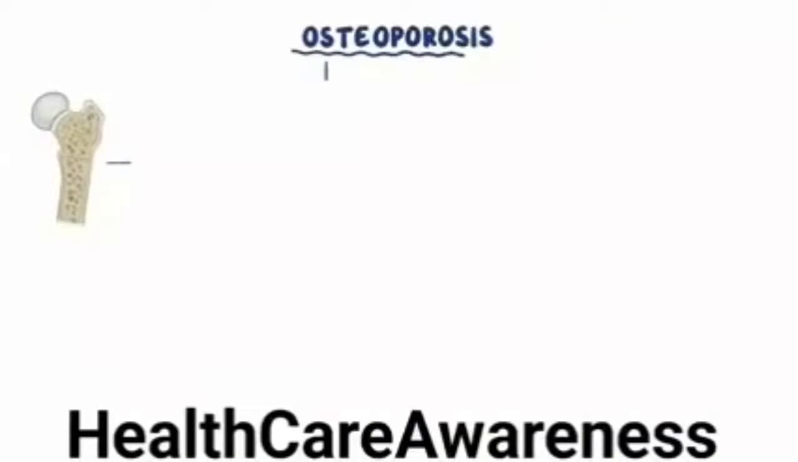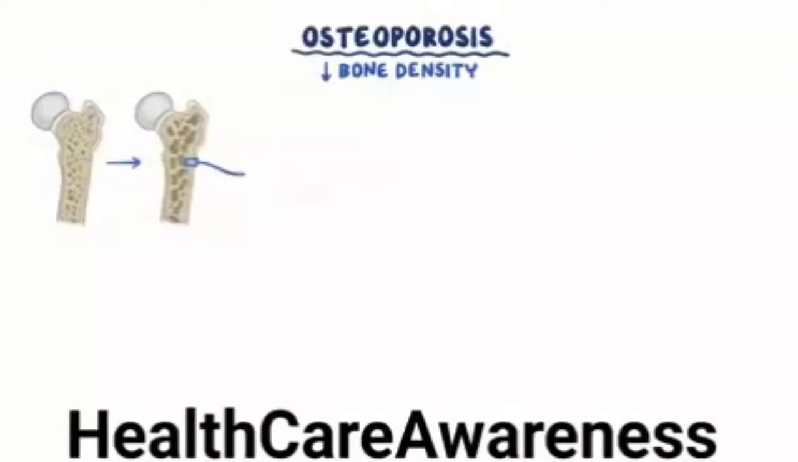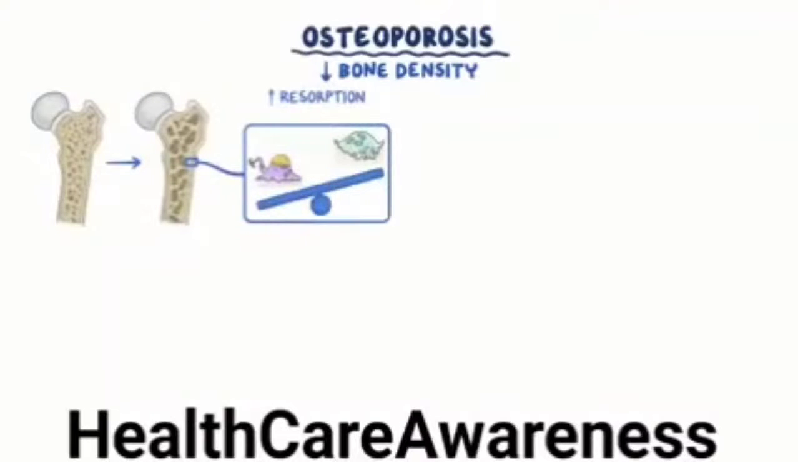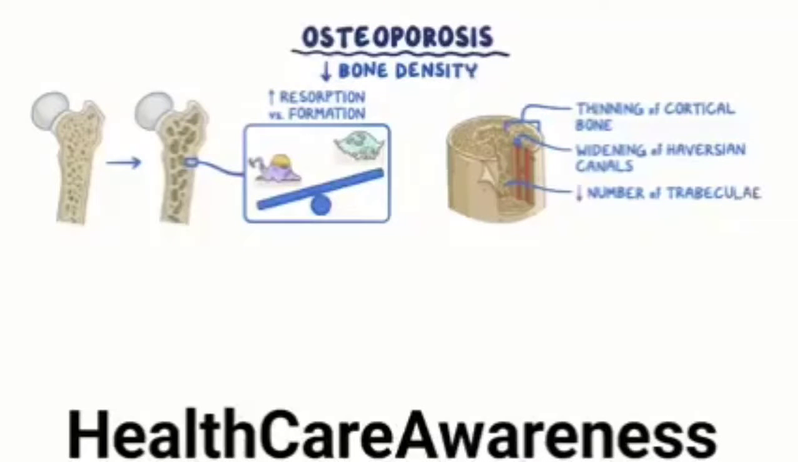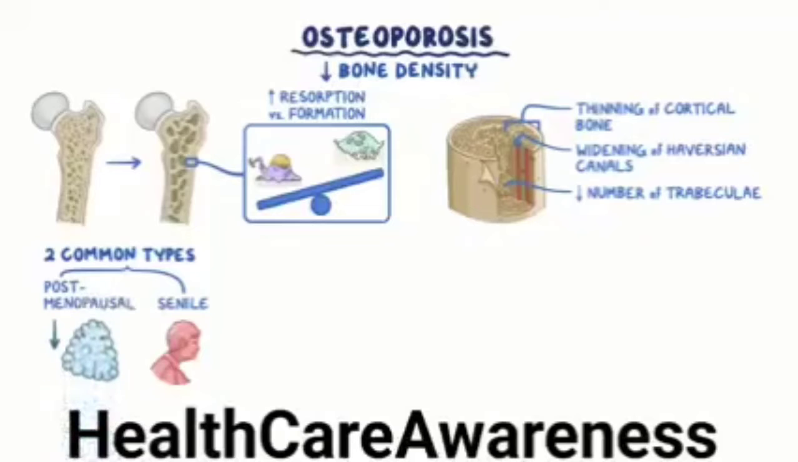Alright, as a quick recap, osteoporosis refers to decreased bone density on account of increased bone resorption compared to bone formation. In osteoporosis, there's thinning of the cortical bone, widening of the Haversian canals, and a decrease in the number of trabeculi in the spongy bone. There are two common types of osteoporosis. These are senile osteoporosis and postmenopausal osteoporosis.